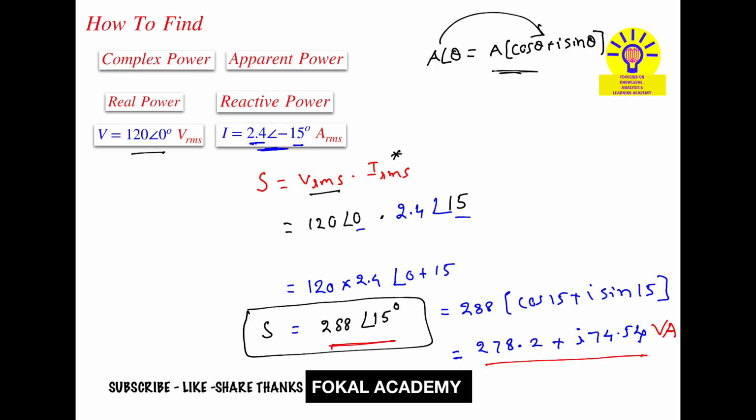Now we have the complex power. How can we find apparent power, real power, and reactive power? From the phasor form, we can get the apparent power. The amplitude is called the apparent power, that is 288. Next, real power and reactive power we can get from the complex number. The real part is called the real power, that is 278.2, and the imaginary part is the reactive power, that is 74.54.